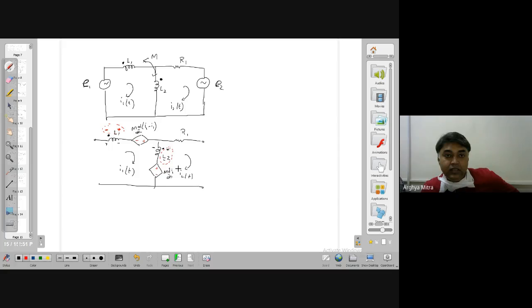Okay. So just keep this in mind: don't confuse the dot convention with the polarity convention. Just consider this very mechanically and remember it for the polarity of the networks in the coupled inductor case. Okay.